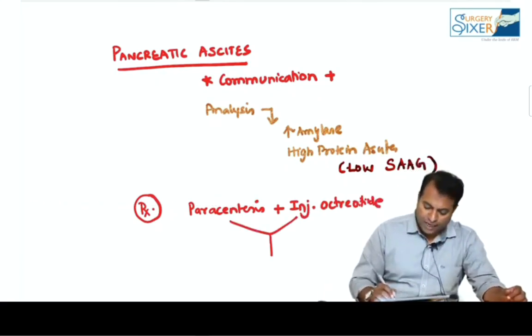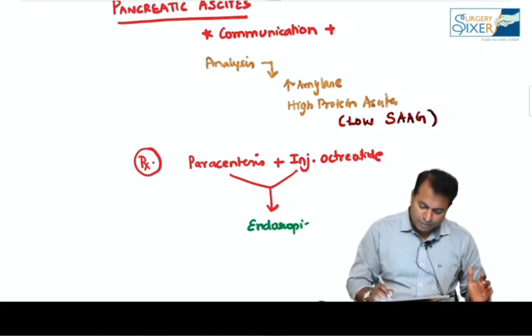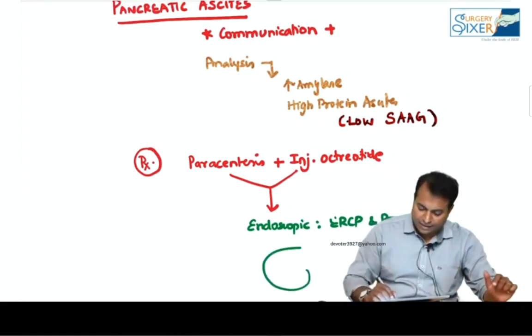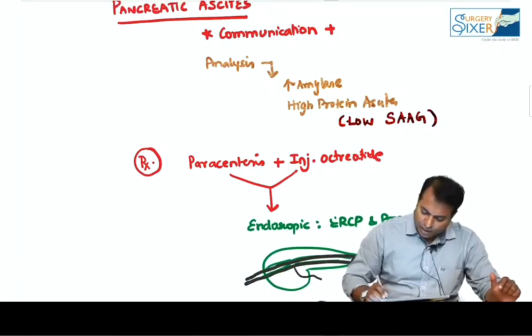If it is not resolving, then you plan for endoscopic therapy. Endoscopically, you try to put a stent by ERCP, and pancreatic stenting is done. Because there is a duct disruption, you can pass a stent across that disruption. If there is a duct disruption like this, endoscopically what we can do is put a stent inside like this, so that the fluid will not leak out. So this is the second option.